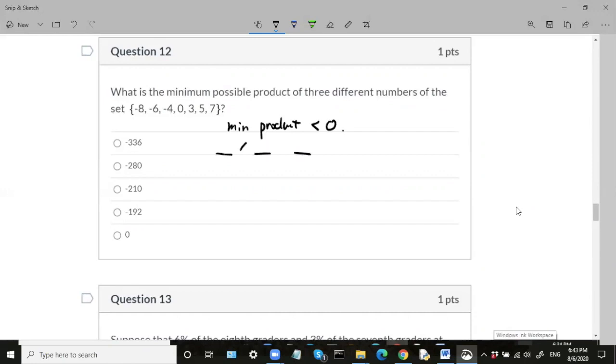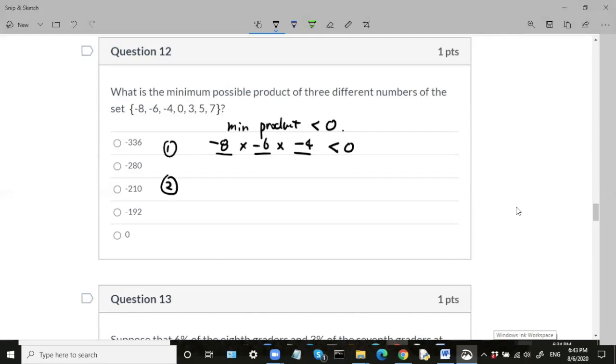So we multiply by them, so the product is less than 0. In case 1, they are all negative numbers, so we just have 3 negative numbers. Then it would be negative 8 times negative 4 times negative 6 and negative 4. So this would be less than 0.